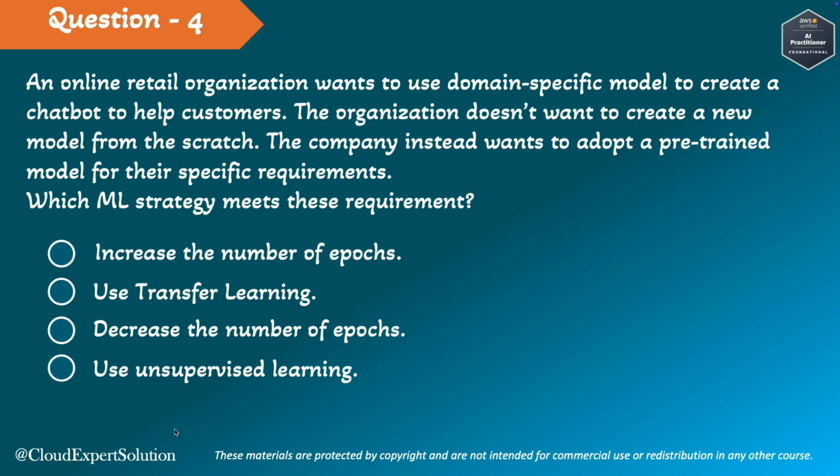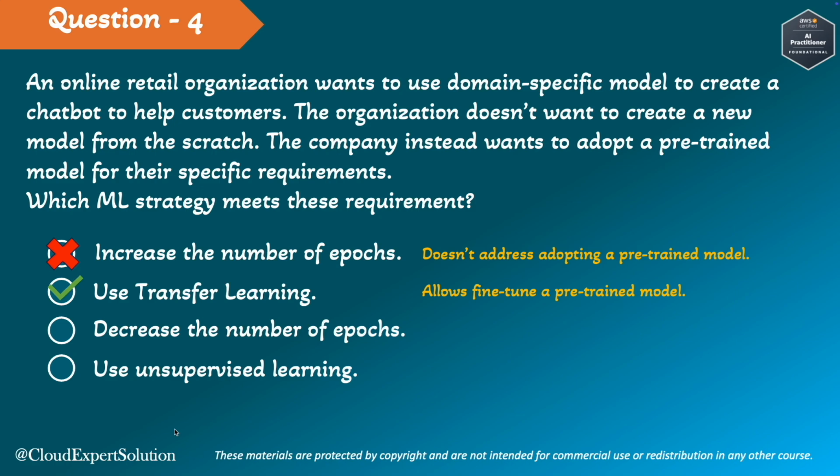In terms of options, the first option is talking about increasing the number of epochs. Number of epochs is a model training hyperparameter, and that does not address adapting a pre-trained model. Hence, option 1 is incorrect. The next option is use transfer learning. Transfer learning allows the organization to fine-tune a pre-trained model for their specific domain, meeting their requirements efficiently. Hence, option 2 is the correct answer.